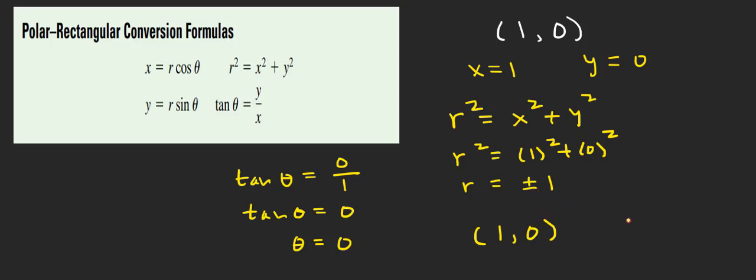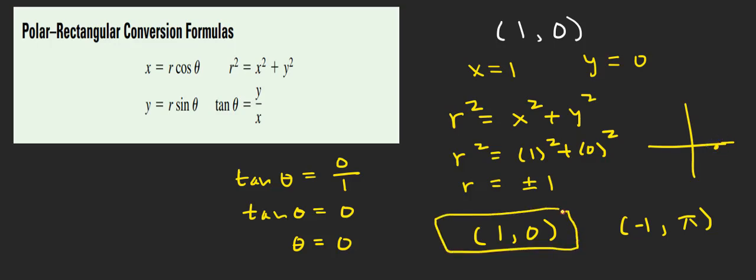Now, if you want to use the negative 1, that's the same thing as negative 1 comma pi. Because you have to go pi and then negative 1. So you end up over that. You end up over here. So we got the same result.